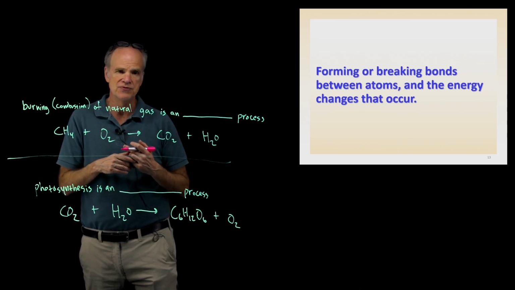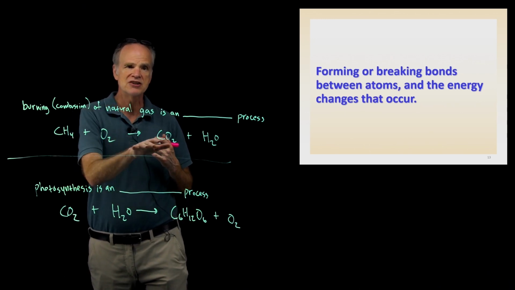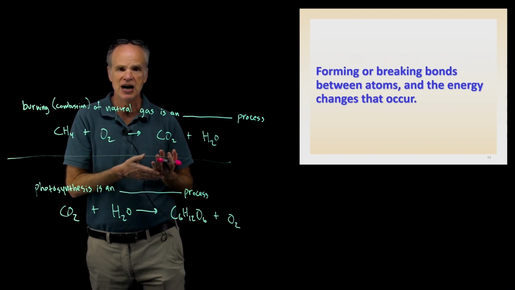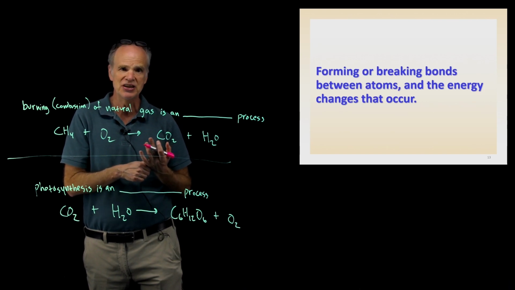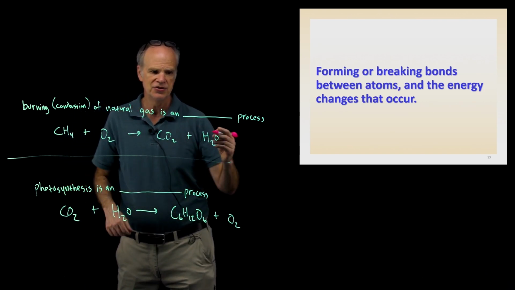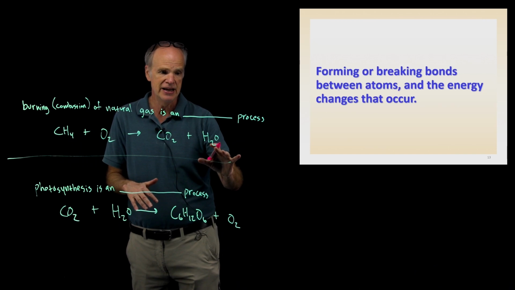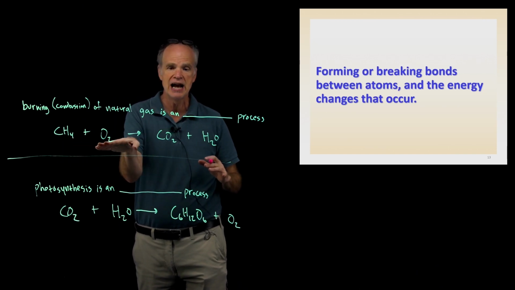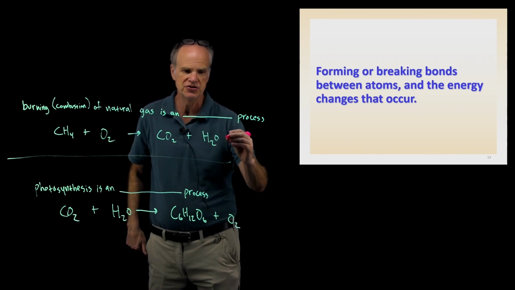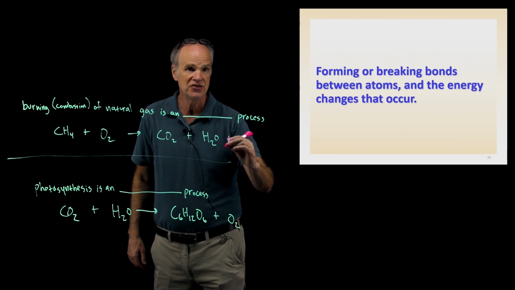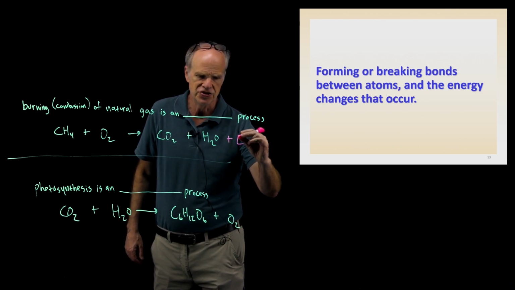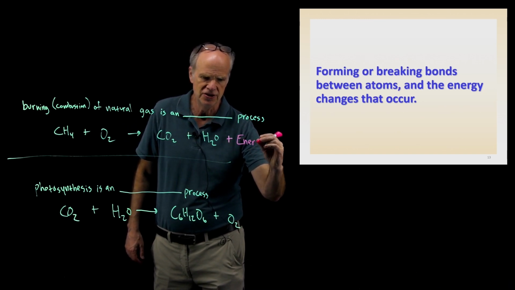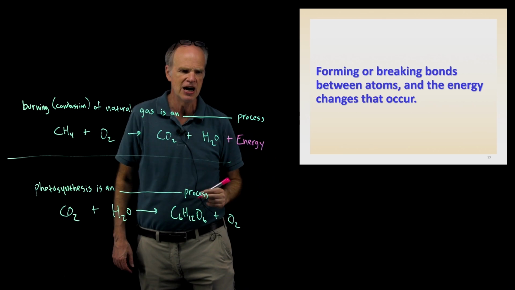So probably one of the things you've noticed is that when this chemical reaction is going on your stovetop, what it's doing is releasing energy into the environment. And so to indicate that this reaction, as it goes from reactants to products, is releasing energy, I'm going to write here as a product energy, because energy is being released into the environment.